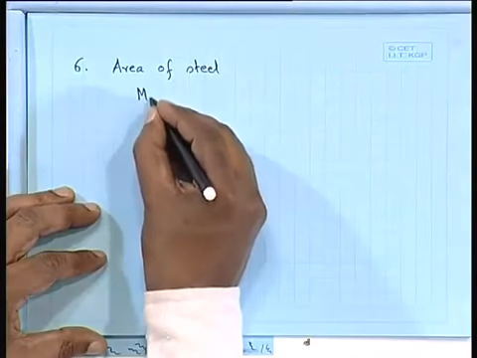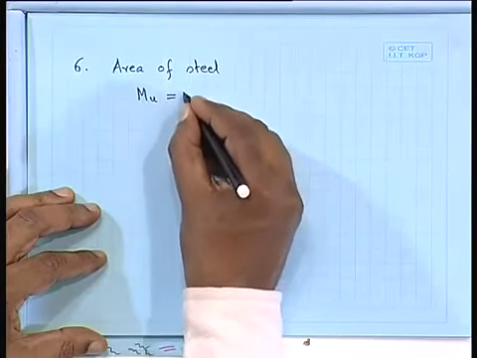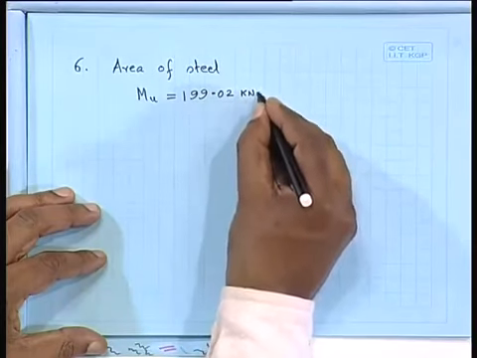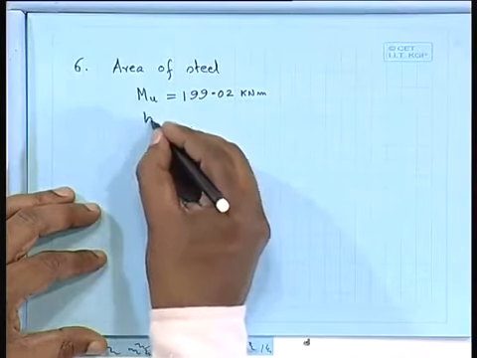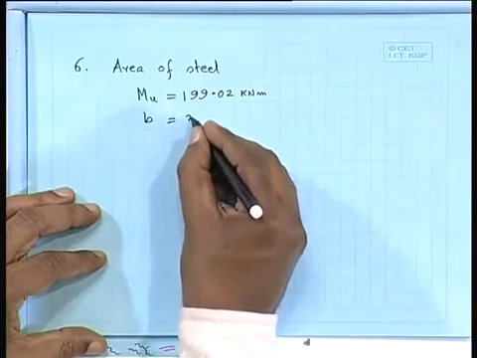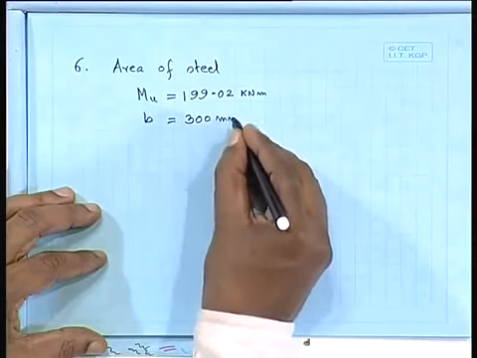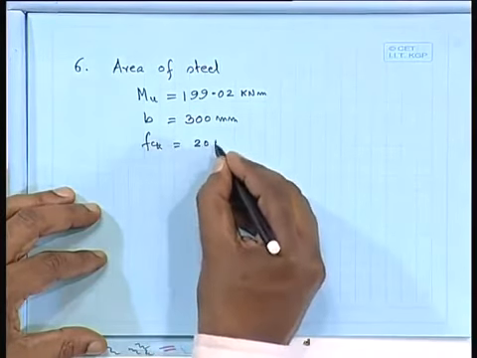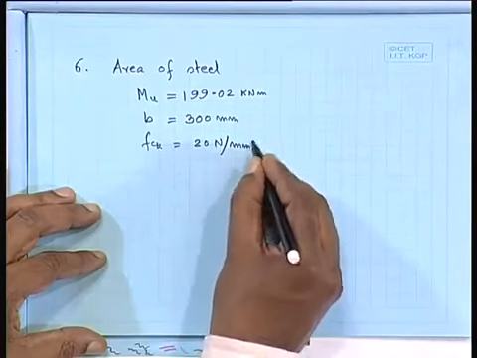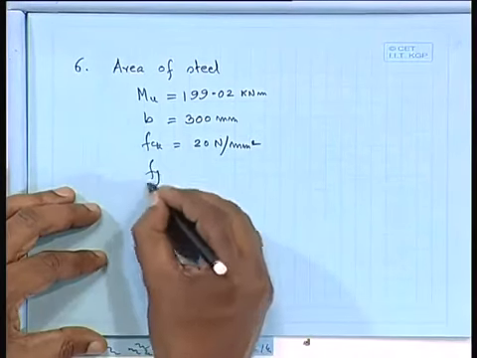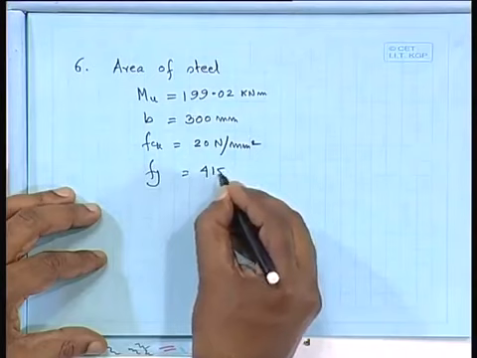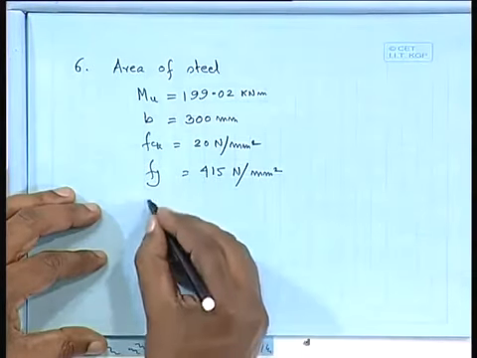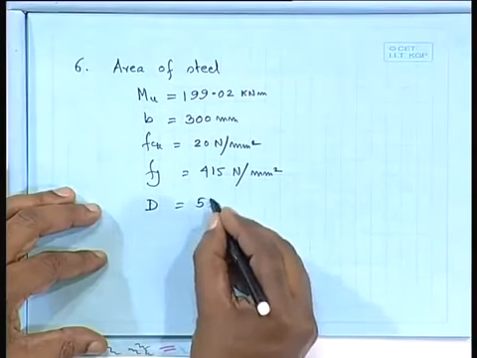Let us write down all of them. Mu equal to 199.02 kilonewton meter. B, 300 millimeter. fck, 20 Newton per square millimeter. fy, 415 Newton per square millimeter. Overall depth D, 550 millimeter.